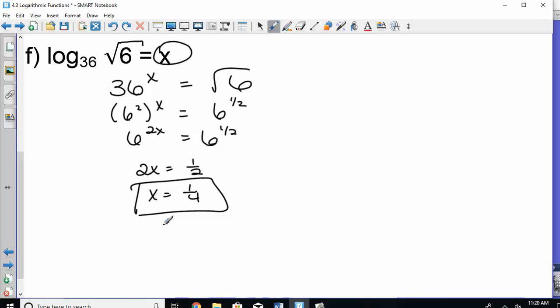Okay. Questions about these equations? Do we need more practice on those?